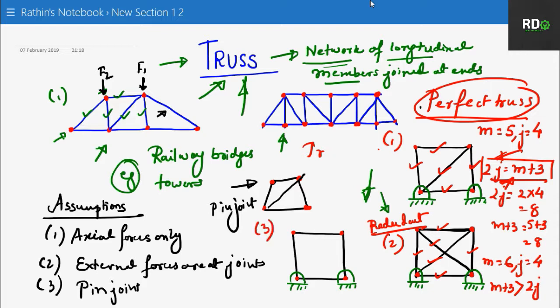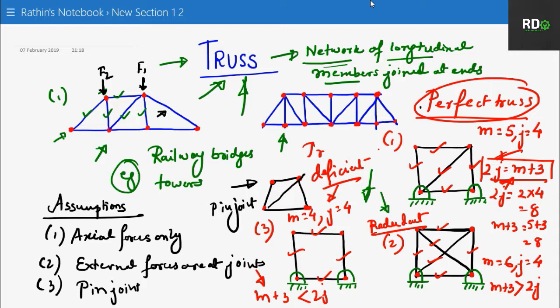Coming back to our third example, m is equal to how much? M is equal to 4: 1, 2, 3, 4. And how many joints? 4 red dots, so j is equal to 4. If we put this in the formula, you will see m plus 3 is less than 2j. So you can call this truss a deficient truss, or less rigid.